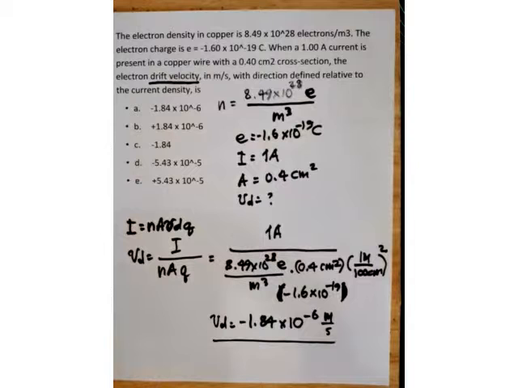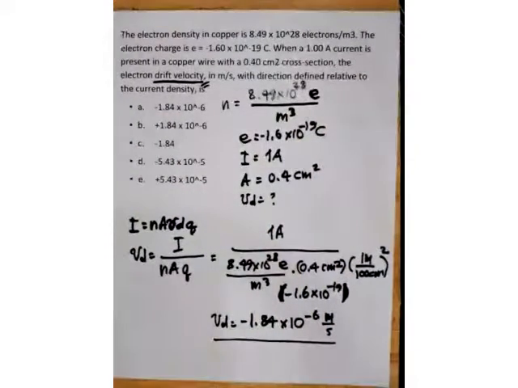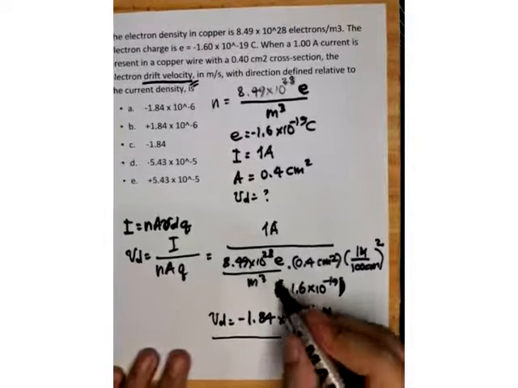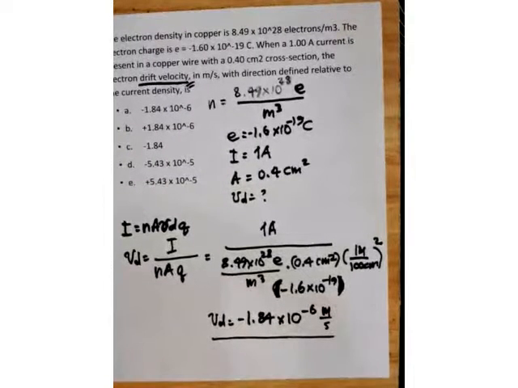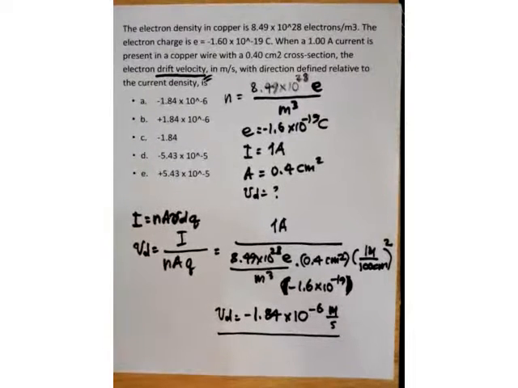Ayan. If it's speed, the answer would be the absolute value. But anyway, velocity pala yung tinatanong, so not the speed. So the answer is not the absolute value. So it should be negative 1.84. Okay, so let's have the next one.